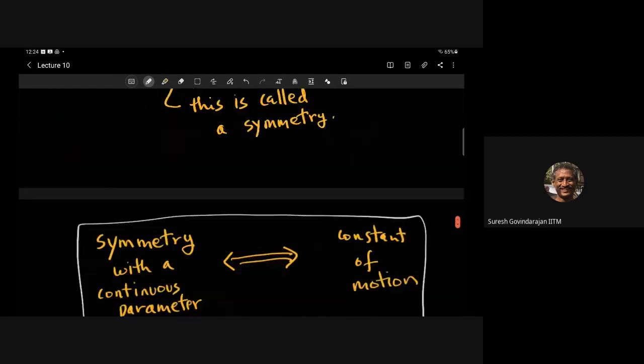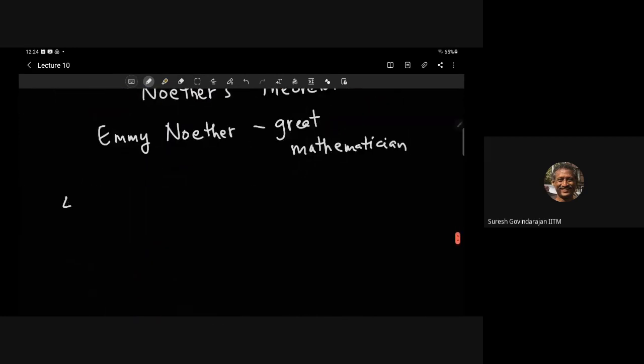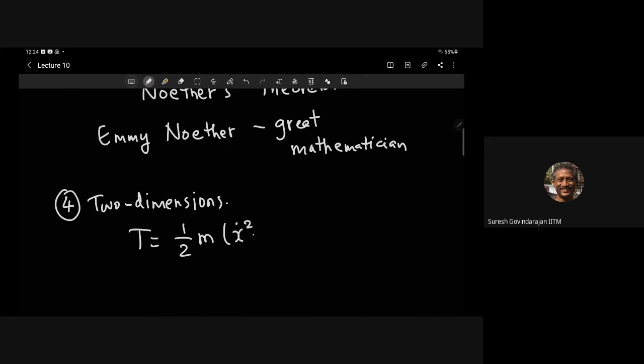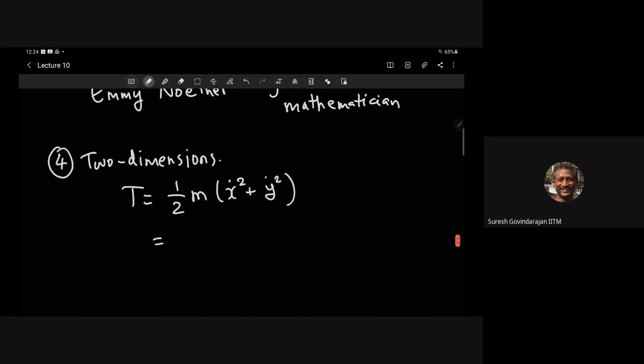Okay. So we'll do one more case. So I want to do one more, and now in two dimensions. Okay, so the kinetic energy is half m (x dot squared plus y dot squared). But I also want to write it in polar coordinates, and then it will be half m (rho dot squared plus rho squared phi dot squared). So we have done this exercise in problem 2, I think, right, in PS3.